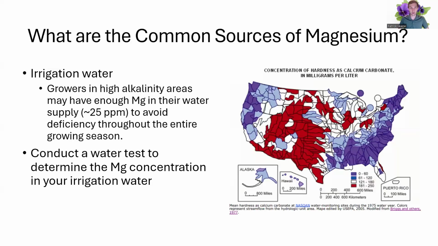So back to irrigation water. So there are a lot of places in the United States where there's high alkalinity, and there's enough magnesium in your irrigation water that you can avoid nutrient deficiencies throughout the season and not need to supply your own. However, growers should conduct water tests in order to determine how much alkalinity is in their water to understand if it's needed to be supplied. So especially here in the Southeast where we're low alkalinity, we'd need to supply it, but growers in that upper Midwest likely do not need to, but water analysis is essential.